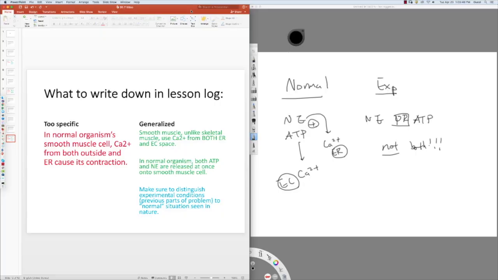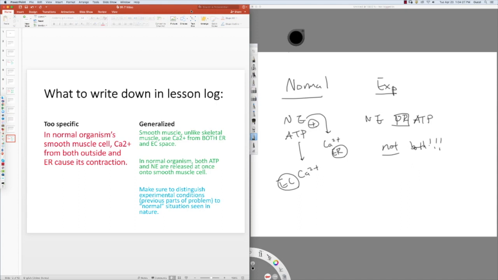So let's look at what I wrote down, or what I would write down if I were the student solving this problem for the first time. The first one's very similar to what we had on the left hand side. Smooth muscle, unlike skeletal muscle, uses Ca2+ from both ER and extracellular space. Okay, so that's really not much different. You're asking why did I put this here? Well, to begin with, this is the factual stuff that I want to make sure that I got. And again, this isn't going to be the main takeaway. The main takeaway is going to come later. But just having this fact down, I suspect might be helpful in the future.